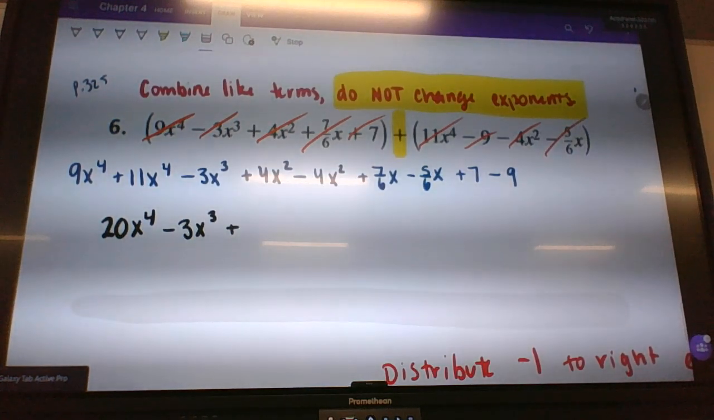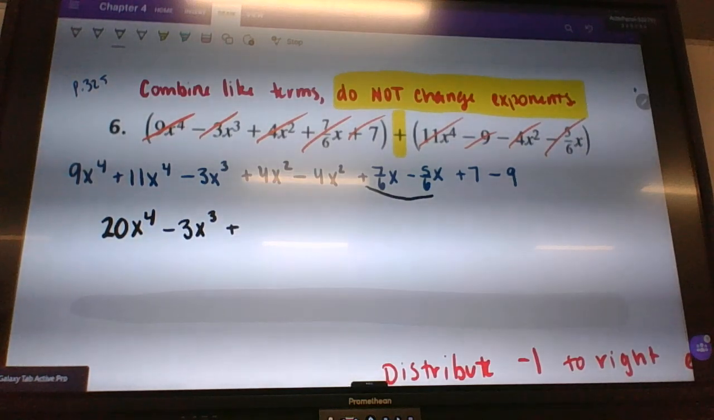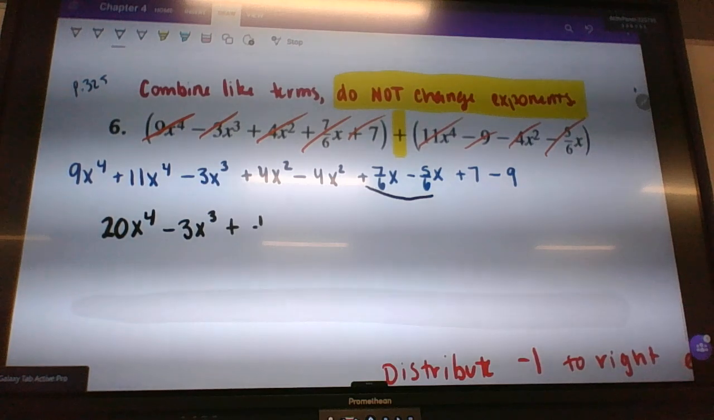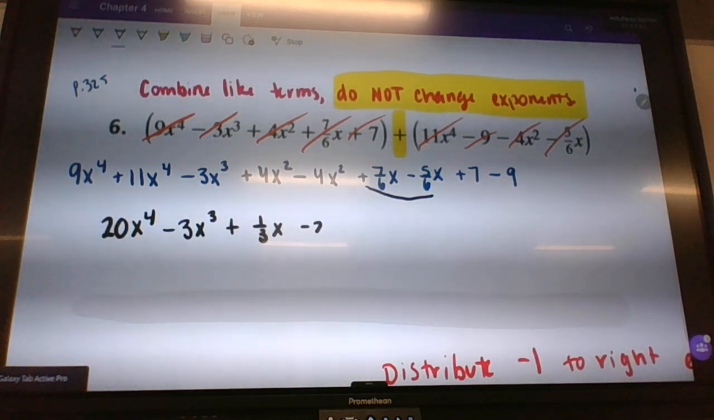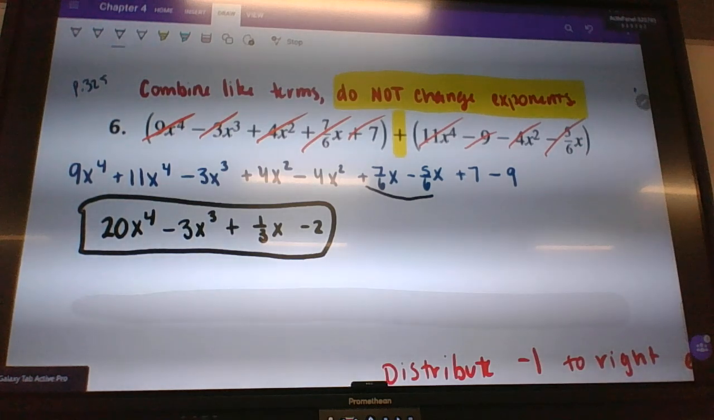And then I have 7/6 minus 5/6, which is 2/6. And 2/6 is 1/3. So I'm just going to write 1/3. And here's the sum. The sum is a 4th degree polynomial.